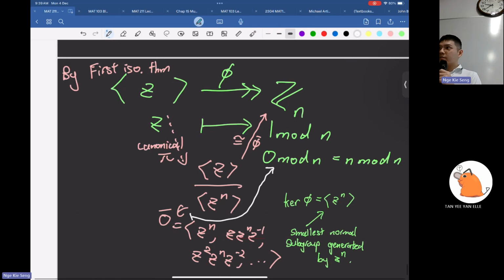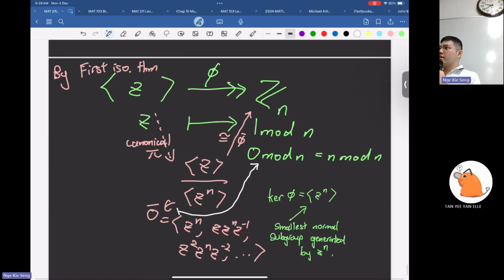Make sense or not? Okay, any question about showing the isomorphism from the presentation by generators and relations? Is it clear now, Jia?